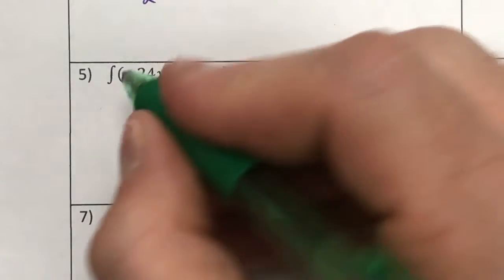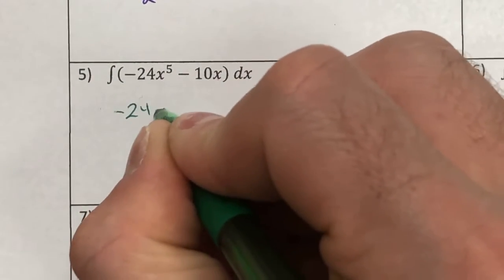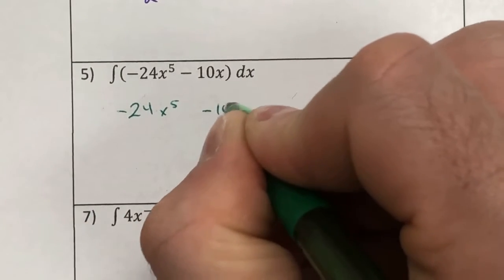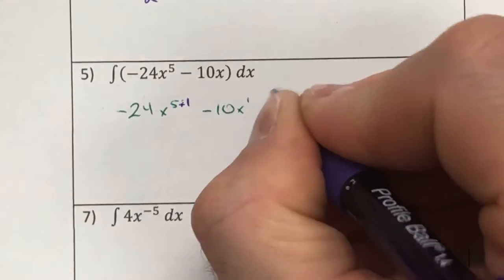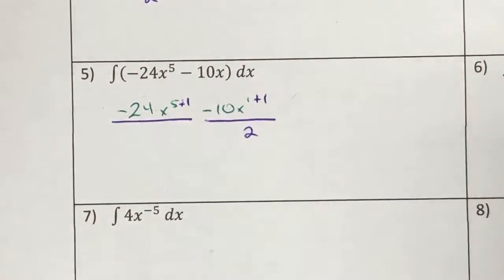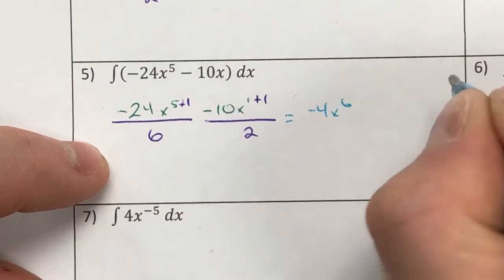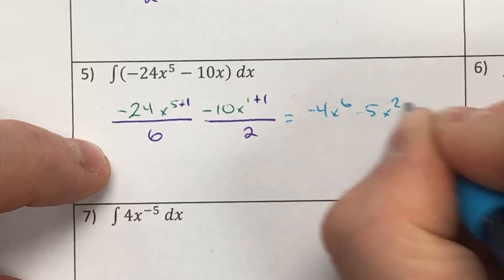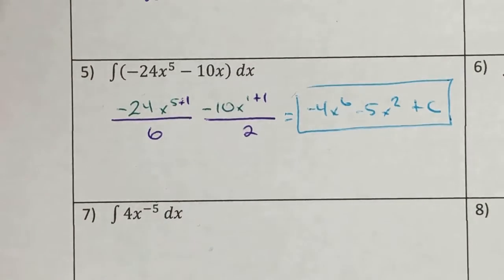We have something like this. Again, we keep everything that's here. So negative 24x to the fifth minus 10x to the first. We're going to add 1 to each of the powers, and we're going to divide by whatever that sum would equal. Over here I divide by 2. Over here I divide by 6. And that's going to give us negative 4x to the sixth minus 5x squared plus c. Indefinite integral.